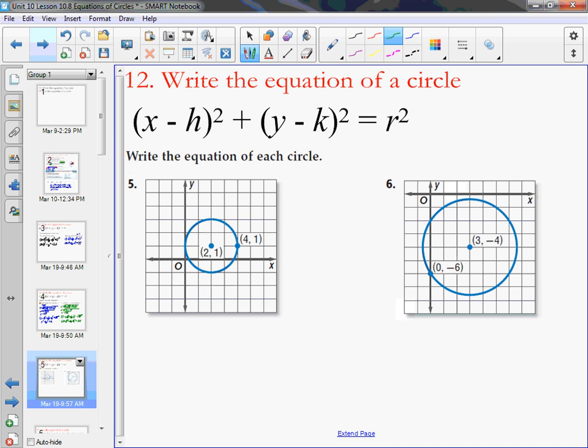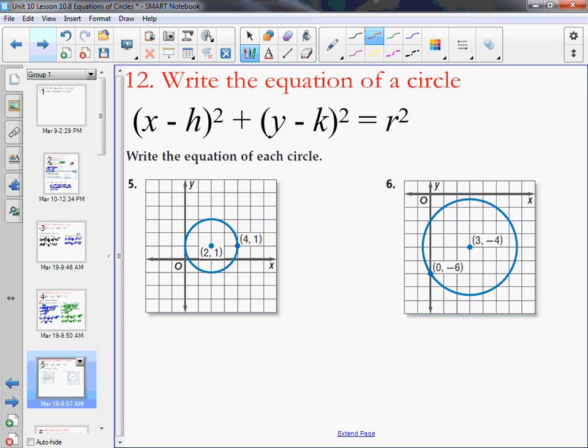All right, sometimes they're going to show us a graph, and then we still need to do the same thing. We still need to know the coordinates of the center. We still need to know the radius, okay? On number 5, we've got the coordinates of the center, 2, 1. Do we know what the radius is? It's going to be 2, okay?